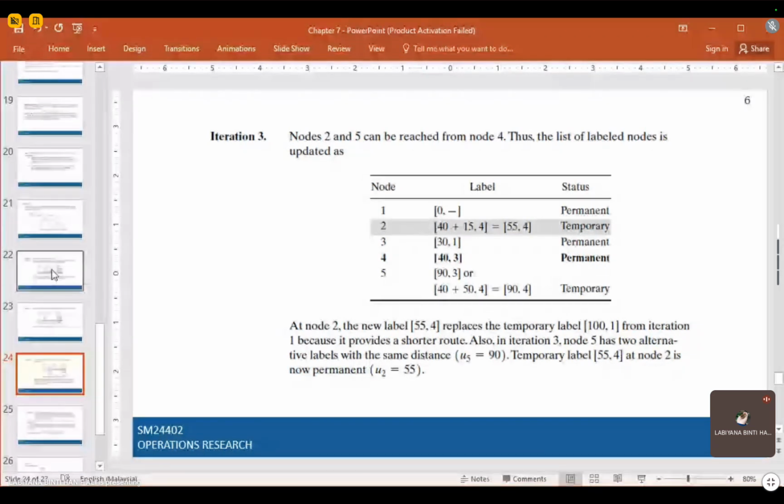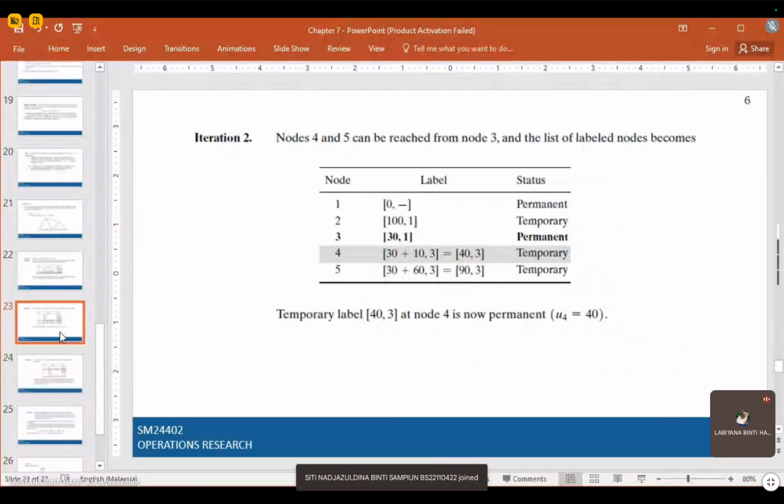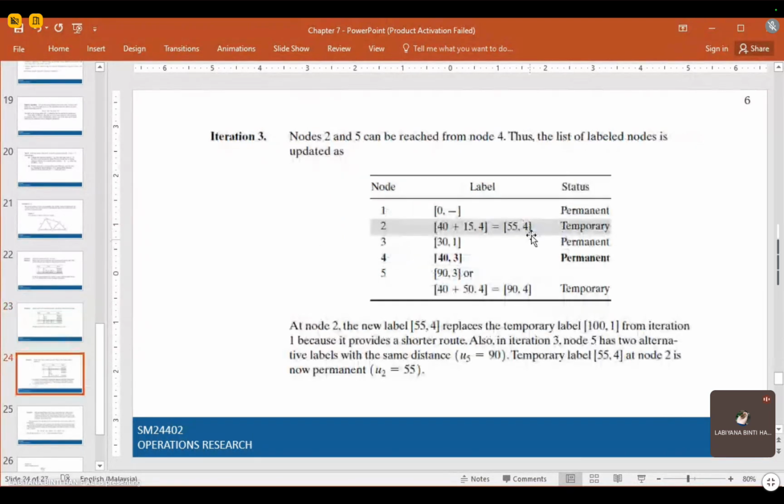What it's trying to say is, just now, we have our second node is 101, connected with node 1. Now we change our node 2, we label as 55.4 because we connect the second node to the fourth node, node 4. So that's why at node 2, the new label replaced the temporary label 101. This node 4 replaced the node 1.